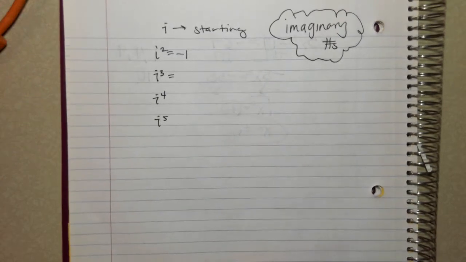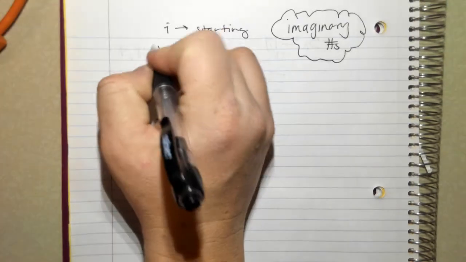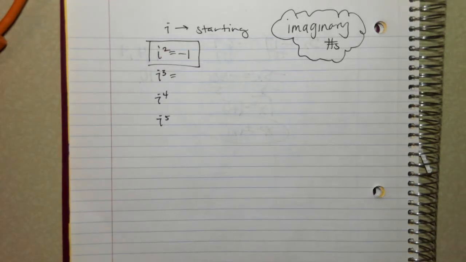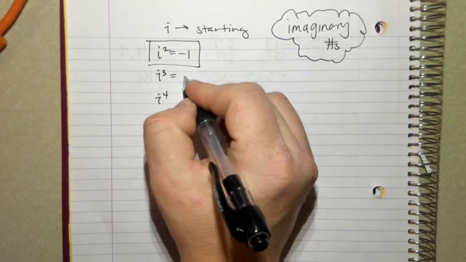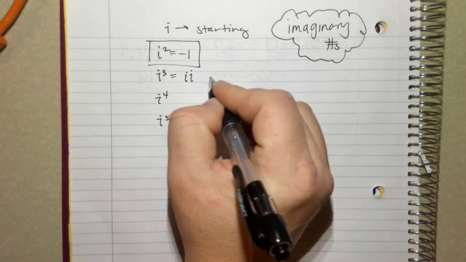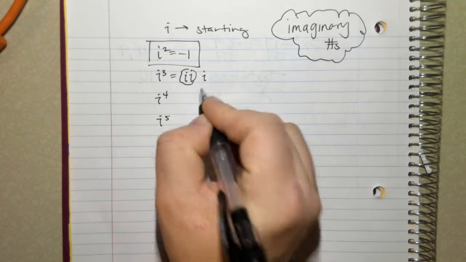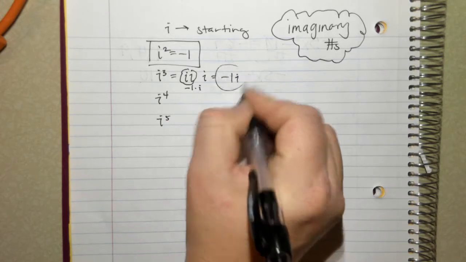Understanding patterns of i. We're going to understand it, we're going to get some answers, and then we're going to use the calculator to justify our answers and ensure they're correct. What you need to memorize is that i squared equals negative 1. So when I see i to the third, that means i times an additional i. And I know that this is negative 1, so it's really like negative 1 times i. Negative 1i.